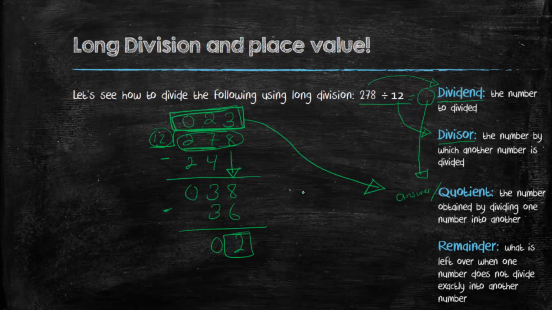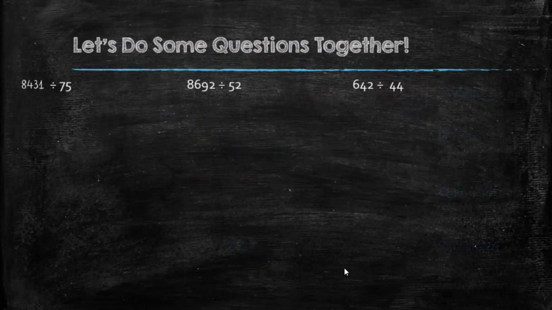That's the answer. But that's not the complete answer. That's only the whole number. There's actually a remainder. What we usually do with any remainder is bring it up here and say R2. R stands for remainder. So the remainder is 2 in this particular question. Okay? Let's do a few more questions and let's see if we could really master this concept.